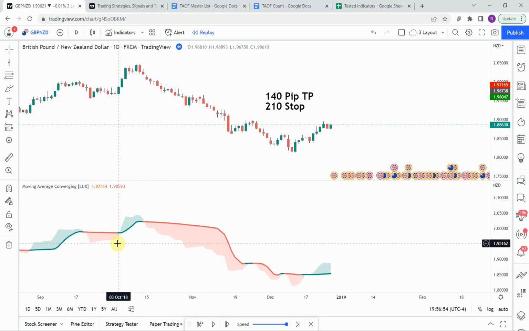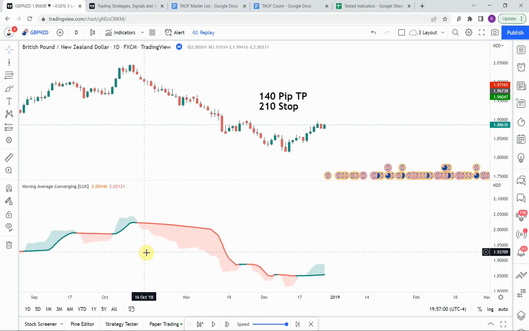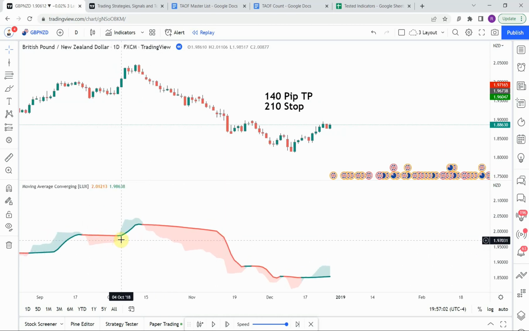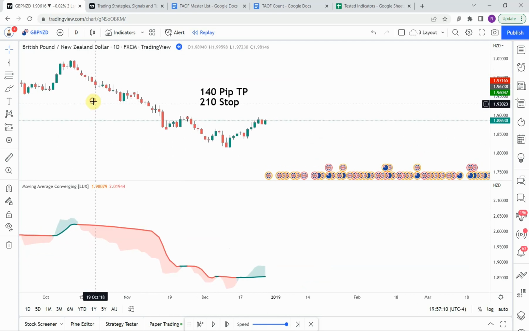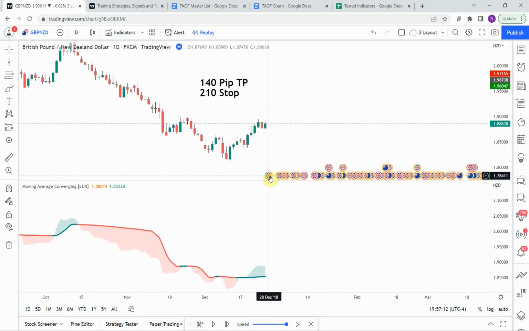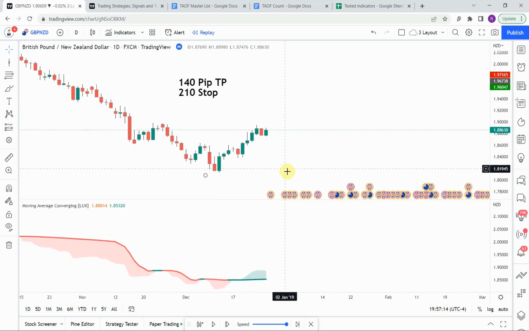Basically, what we're looking for is the shift in the line itself, the color shift in the line. And so when it shifts to a green color, we are going to go long. When it shifts to a red color, then we are going to go short. So that's what we got going on. Let's go ahead and get on with the testing and see what we can get out of it.